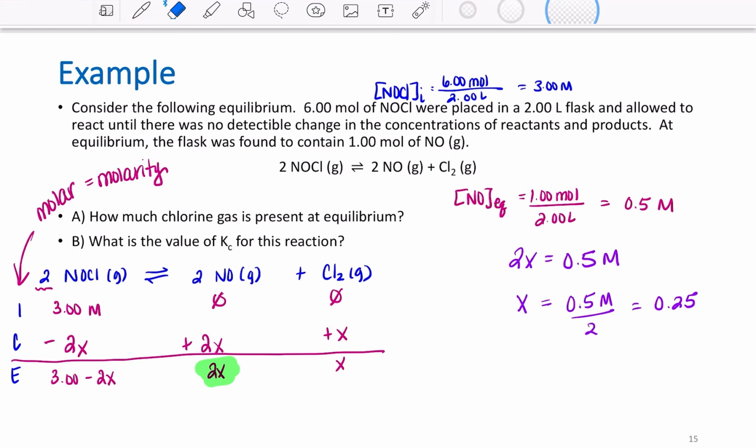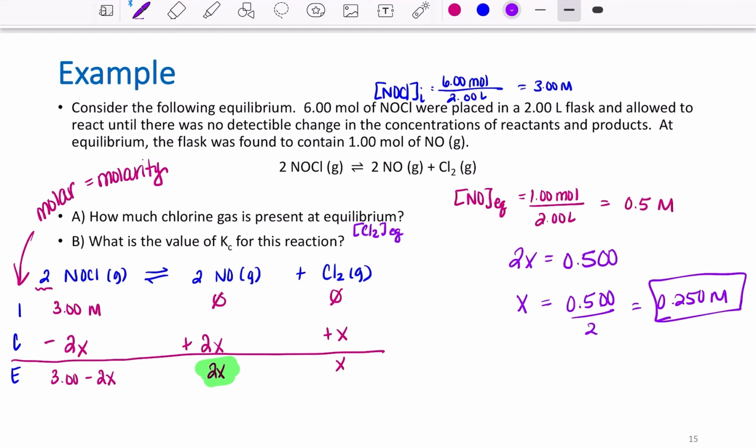And this should have more sig figs on it. I'm dropping sig figs. This should have 3 sig figs. This value here is the concentration of Cl2 gas at equilibrium. So the chlorine gas, Cl2 gas, is 0.250 molar at equilibrium because chlorine gas is equal to x at equilibrium, whereas NO was equal to 2x. So now I know how much chlorine gas I have present at equilibrium, 0.250 molar.